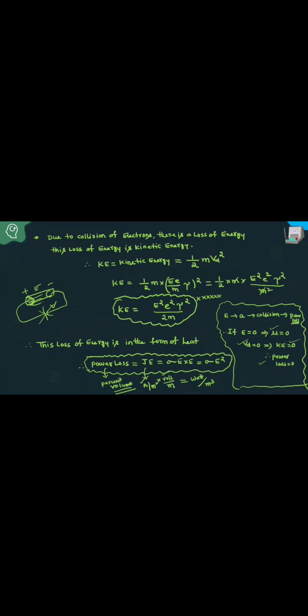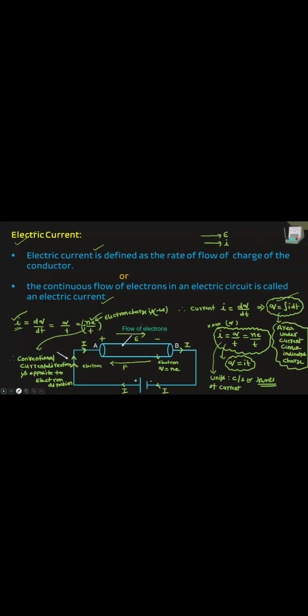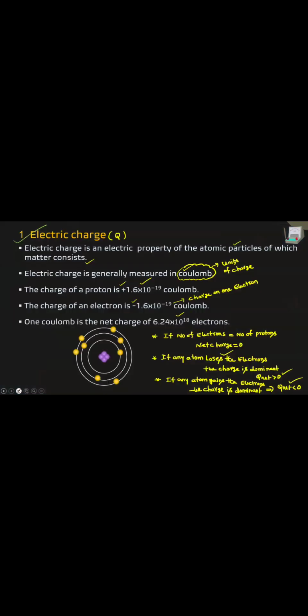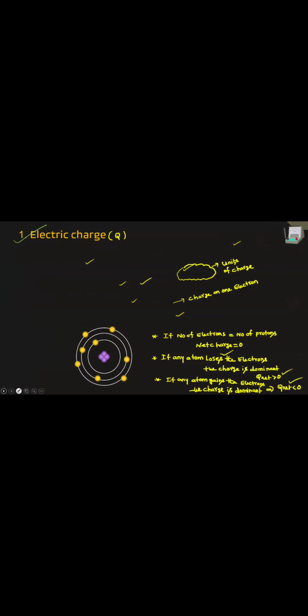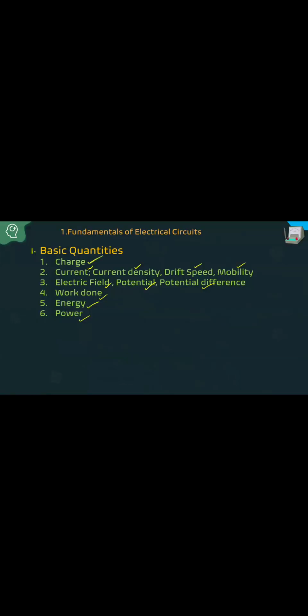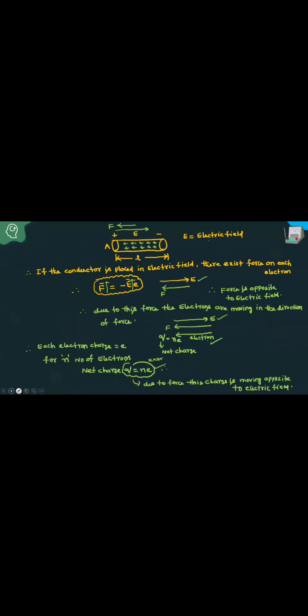In the basic quantities, friends, the topic I started, chapter 1, is basics of electrical circuits. In this chapter, charge, current, current density, drift speed, and mobility are complete. Before starting the electric field and potential difference, we have to see how the questions will be asked based on current and charge.